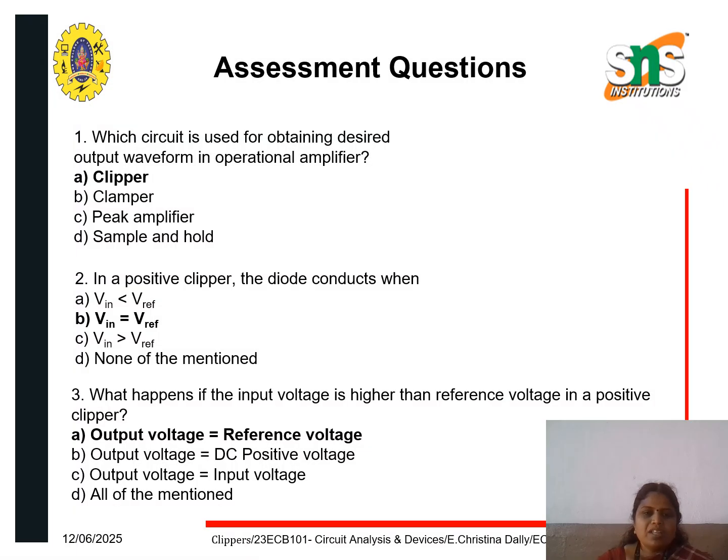So these are all the assessment questions. The circuit that is used to produce the desired output is a clipper, and the diode conducts in the positive clipper when the input voltage is equal to the reference voltage. Suppose the input voltage is higher than the reference voltage, the output voltage should be equal to the reference voltage.